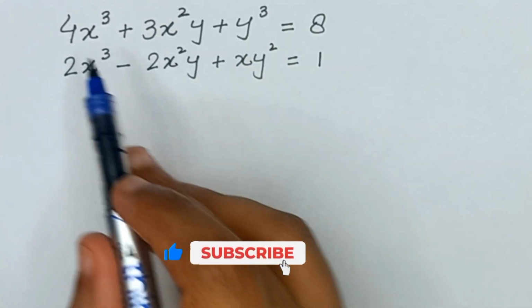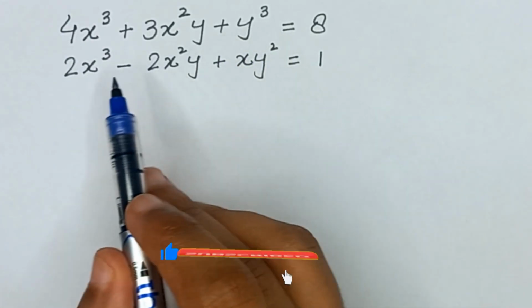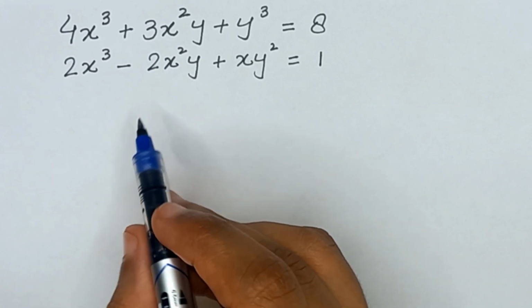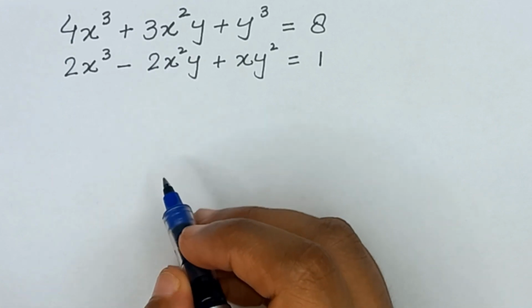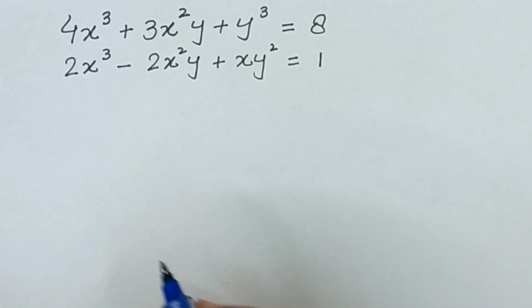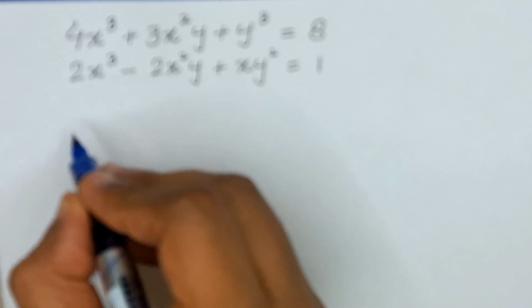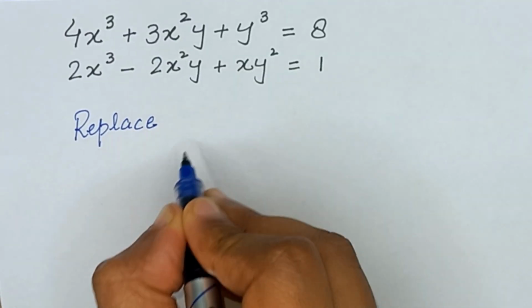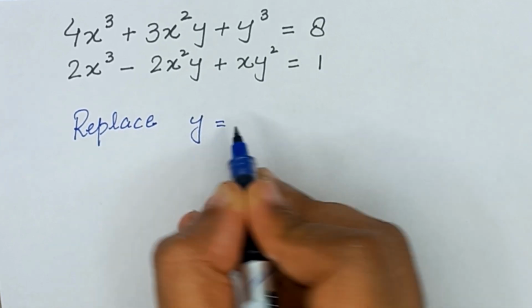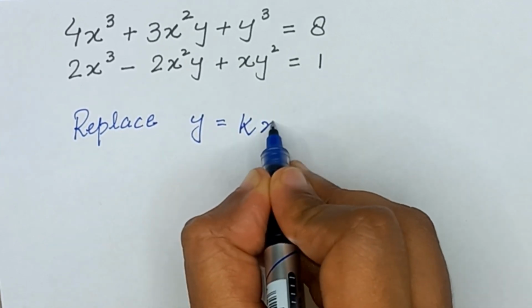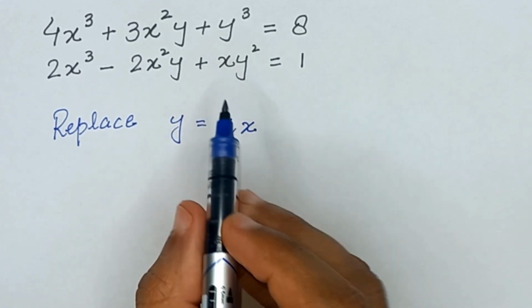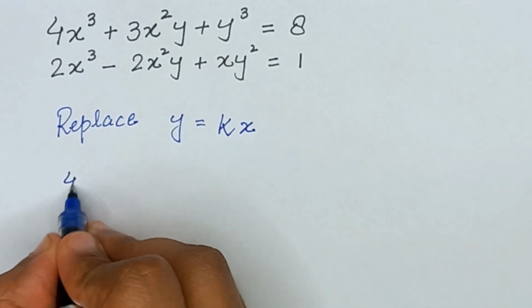If you look at each term, they are cubic. So we will use a special substitution. So what will I do here? With the substitution, I will replace y with kx.